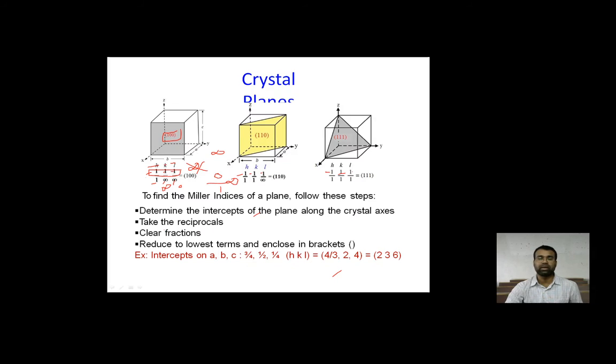So take the reciprocal, create the fraction, reduce to the lowest terms and enclose in brackets. These are the possible steps. For example, for intercepts A, B, C of 3 by 4, 1 by 2, 1 by 4, take the reciprocal: that is 4 by 3, that is 2, and that is 4.